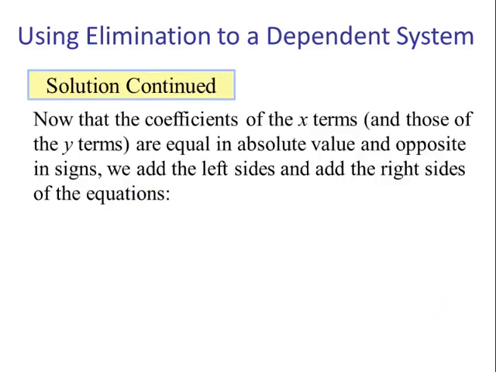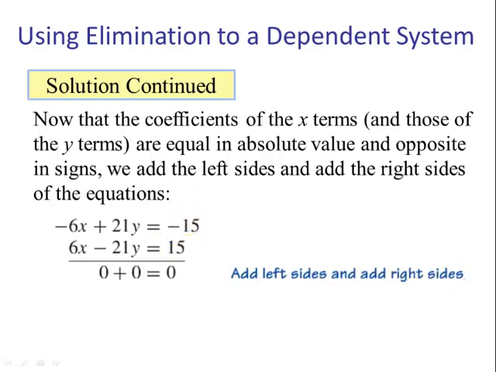Now the coefficients of the x terms, and in this case also those of the y terms, are equal in absolute value and opposite in sign. We add the left sides and then add the right sides of the equations. So this will become 0, this will become 0, and negative 15 plus 15 becomes 0. So we are left with 0 equals 0. The x's and y's are eliminated.